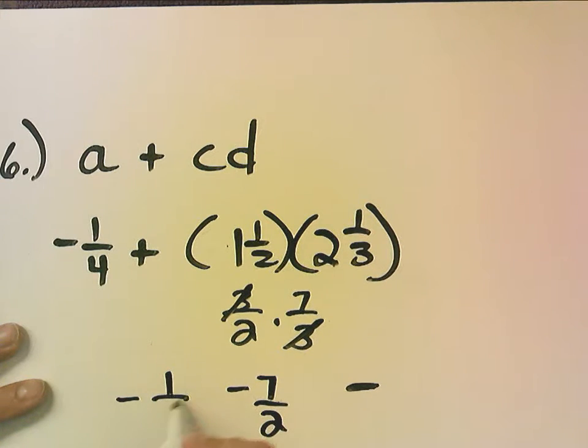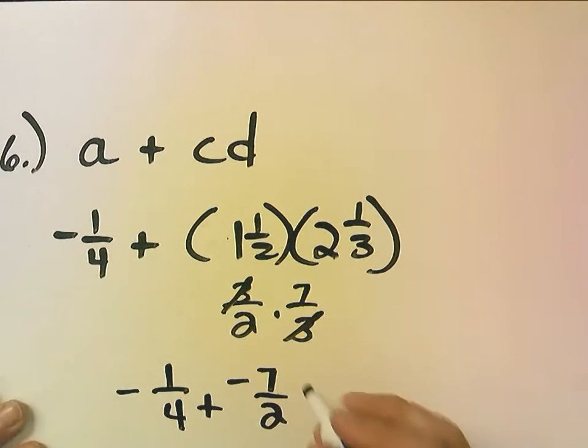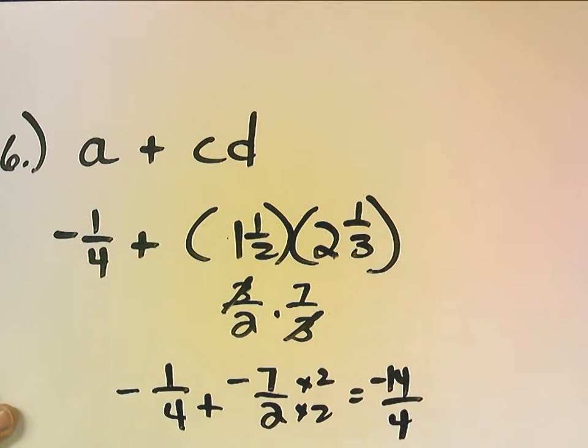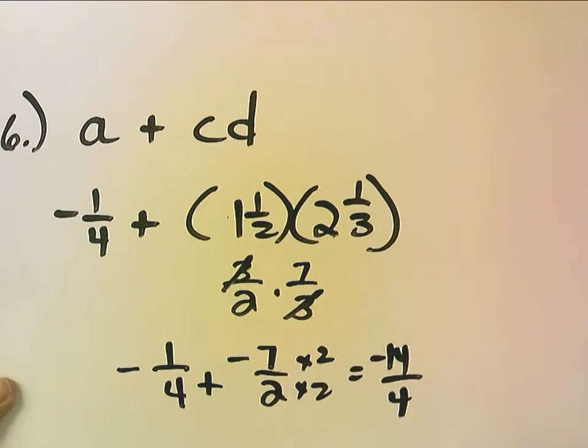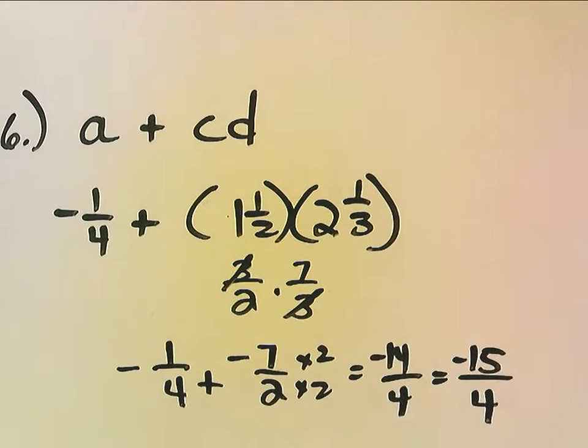So I'm adding -1/4 plus -7/2. Well, I have to change my -7/2 into fourths, and that would be -14/4. So -1/4 plus -14/4 is -15/4. A negative plus a negative is just a greater negative. Okay?